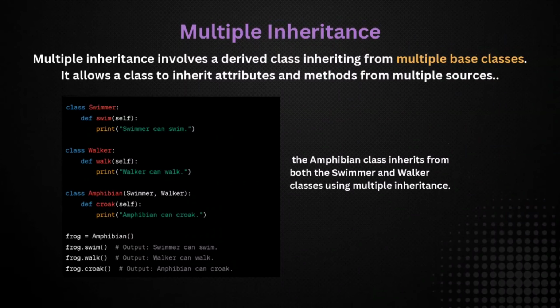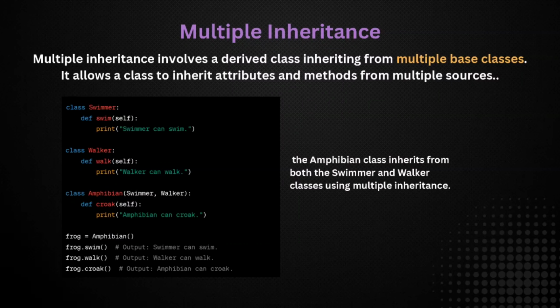Now the last inheritance type is multiple inheritance, and here you need to understand the difference between multi-level and multiple. Multiple inheritance involves a derived class inheriting from multiple base classes. It allows a child to inherit attributes and methods from multiple sources.